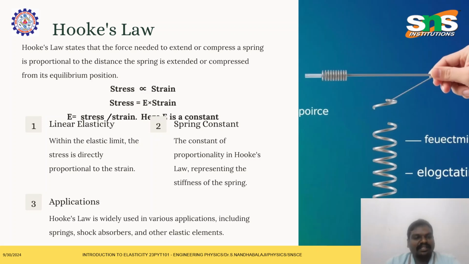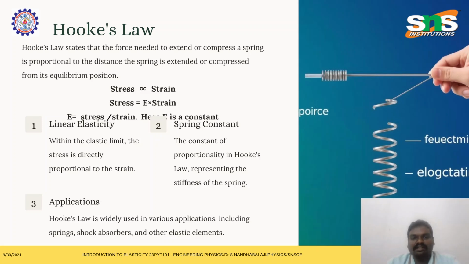Regarding the relation of stress and strain, Hooke's law states that the force needed to extend or compress a spring is proportional to the distance the spring is extended or compressed from its equilibrium position. So Hooke derived the stress and strain relation: stress is directly proportional to strain.